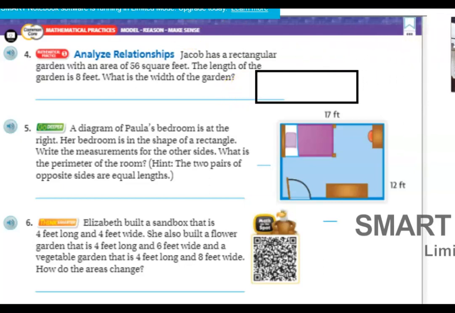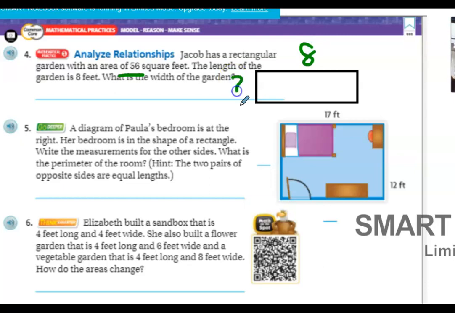Okay, so what we're going to do is we have a rectangular garden. Hopefully you're drawing it. We know that it is a total of 56 square feet the whole way around, okay? So the whole inside on the ground is 56. The length of the garden, so the length right here, is 8. It says, what is the width of the garden?